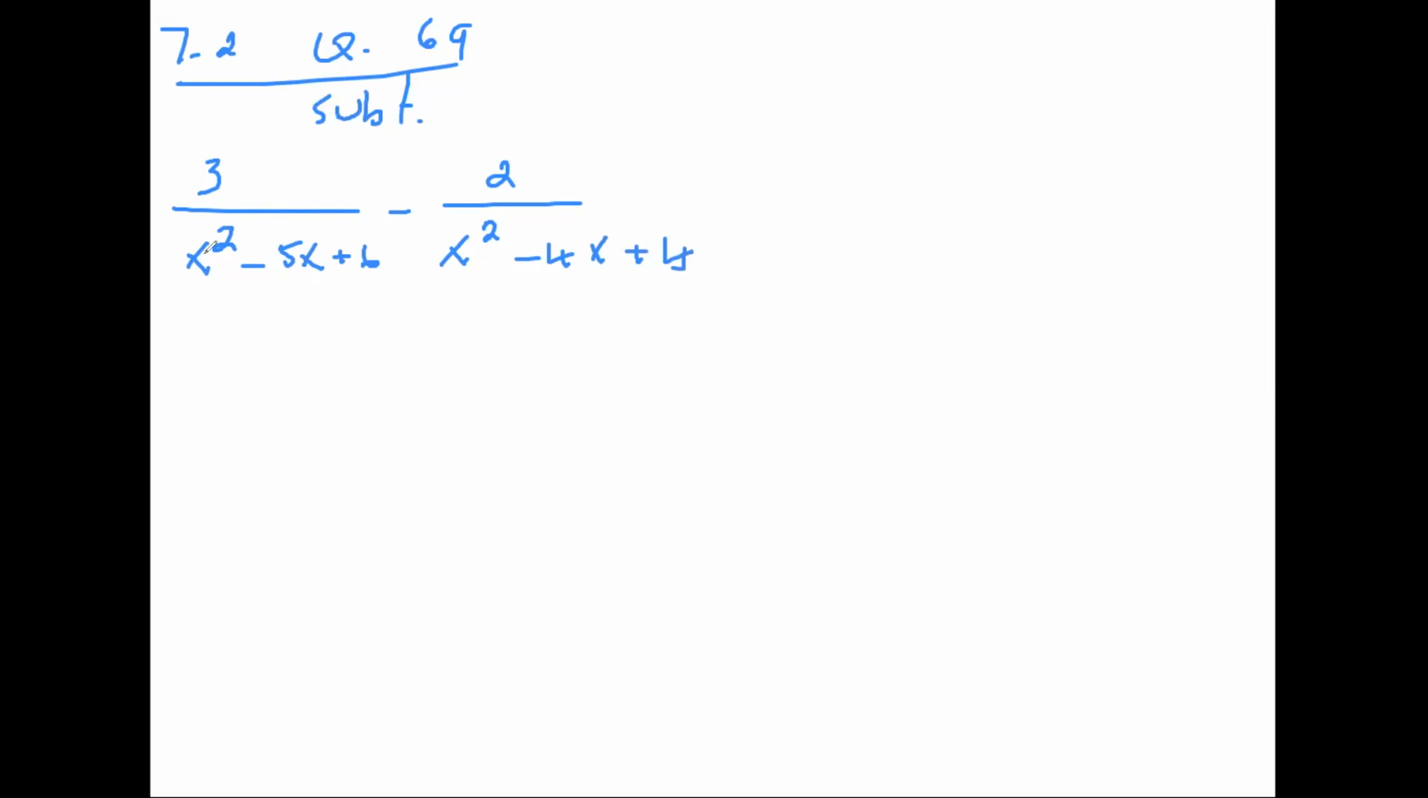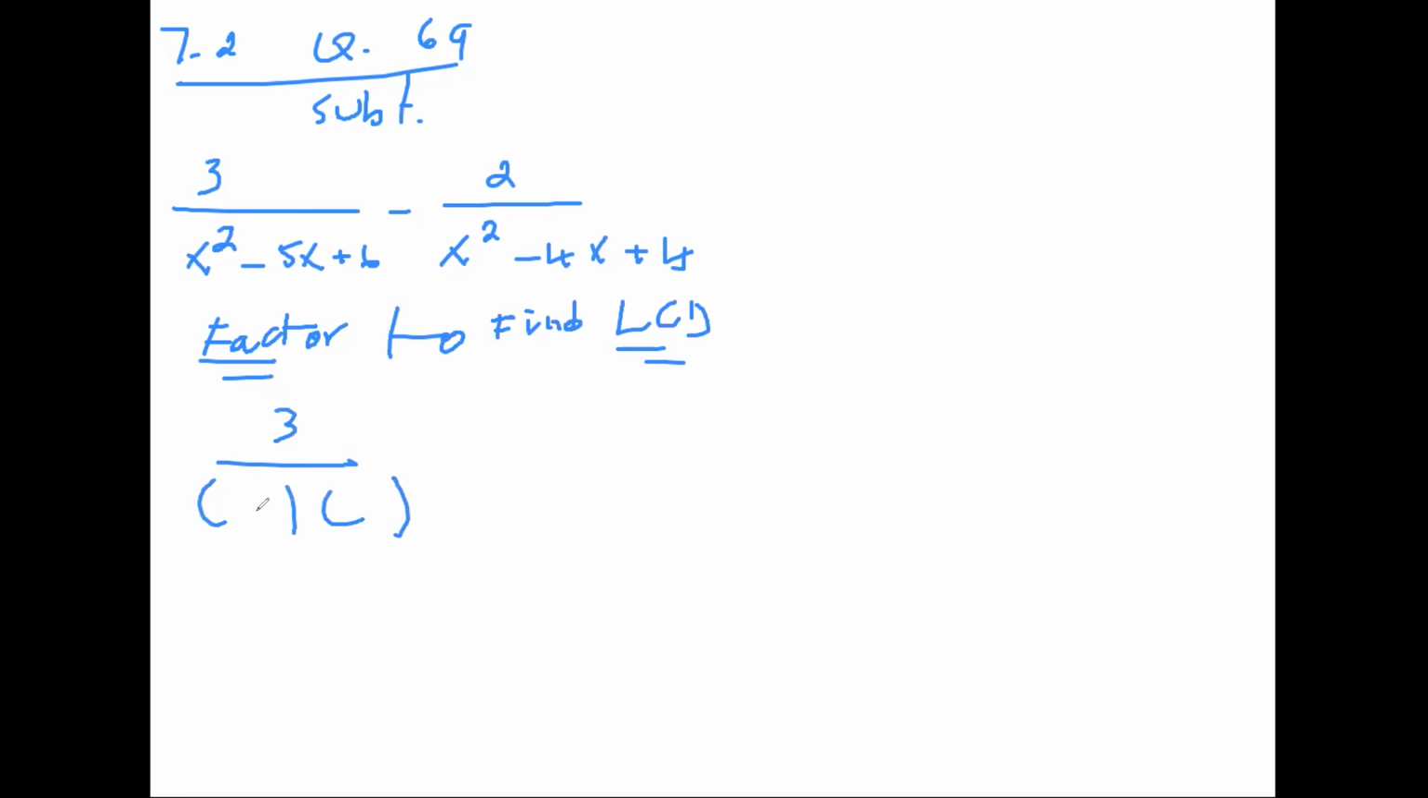To find the LCD, we have to do an important step. But what is that step called? Factor it. Exactly. We need to factor to find the LCD. We're going to factor. Look at the first one. We're going to have to factor this trinomial. Basically, factor means turn it into a multiplication. Turn it into times something.